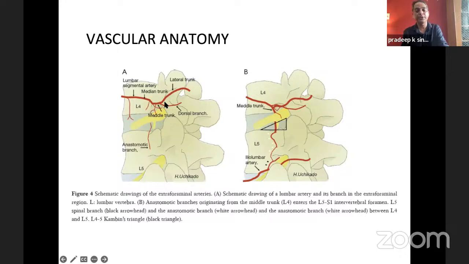So whenever you bleed them, whenever you injure them, the gush of blood would be so high because it's directly coming from the aorta. So be aware of the location of these arteries.